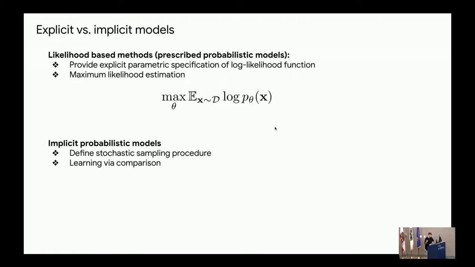In contrast, implicit probabilistic models don't need to define an explicit likelihood function. Instead, they just define a sampling procedure. The intuition here is that we're going to learn this generative distribution by comparing samples from our generated distribution and the training distribution that we have access to.